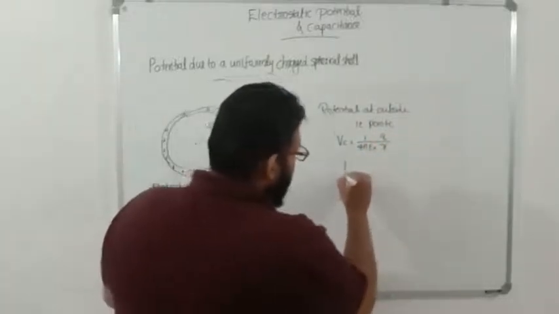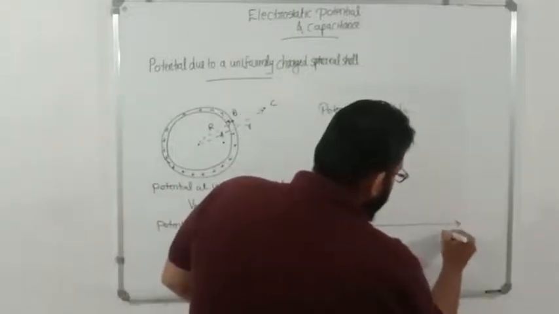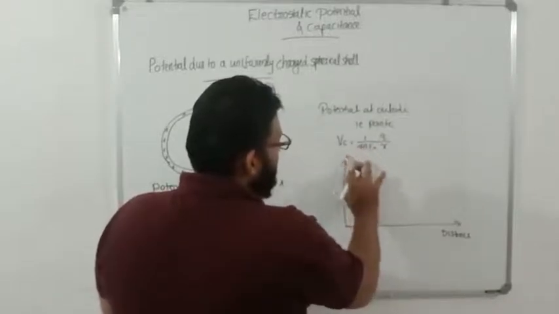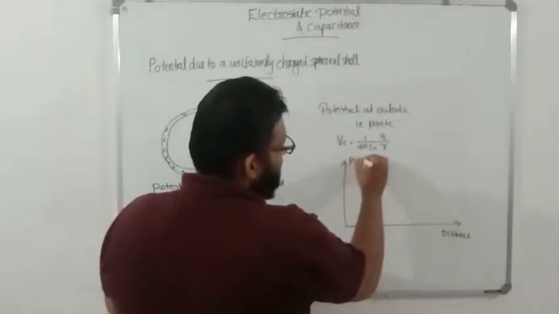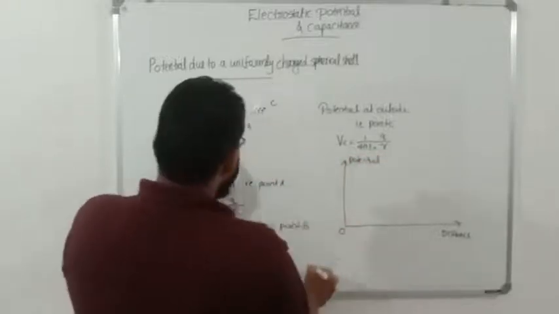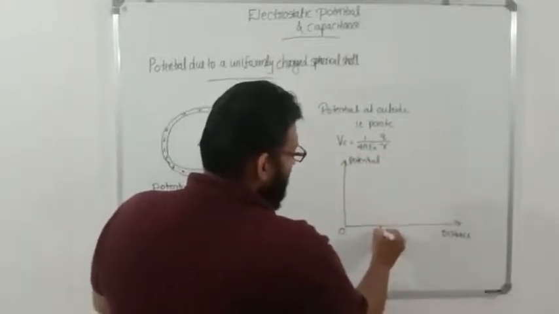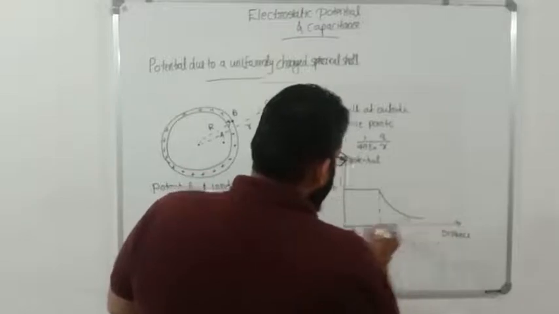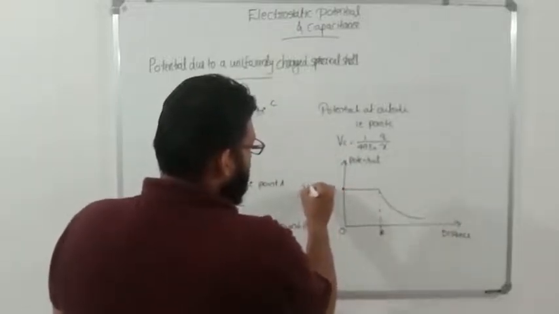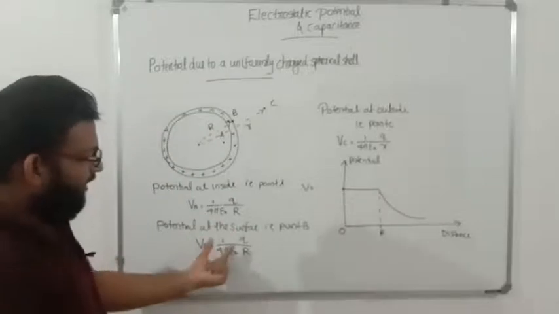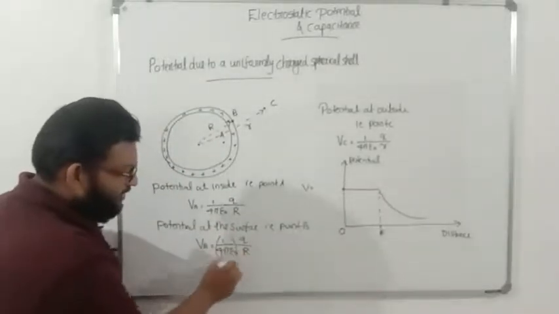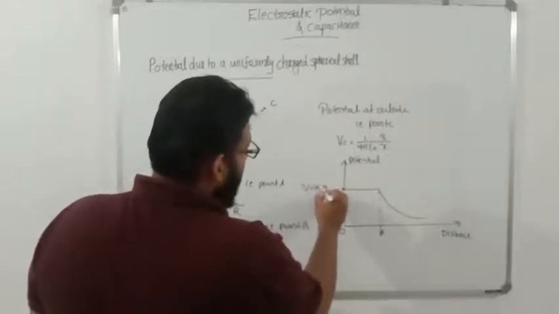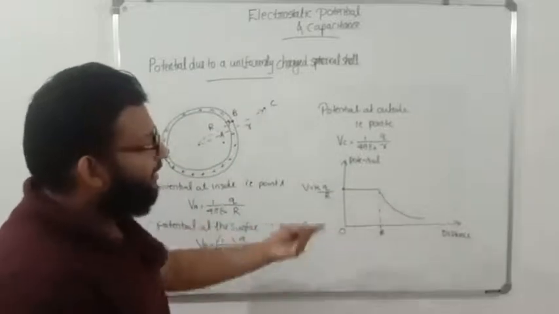Now if you draw a graph like this, that graph simply plots distance with the potential or voltage. If you start from the center to a distance R, the potential is constant. After that, the potential reduces. At this point, the potential is given by 1 by 4 pi epsilon 0 Q by R. We can also take this term as k, so k Q by R. It's a fixed value for any inside point.